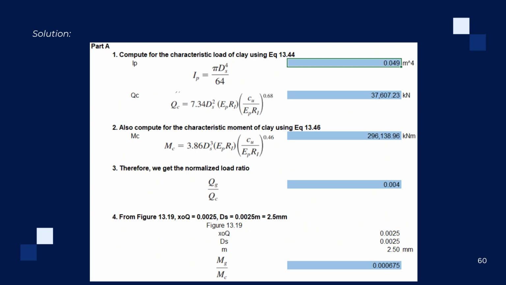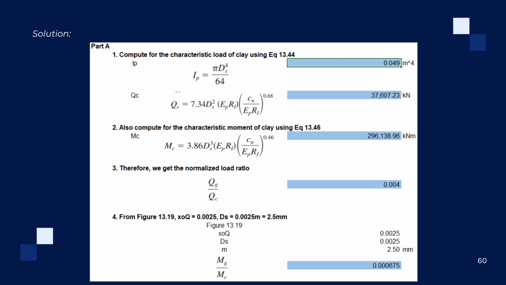Step 2. Compute for the characteristic moment of clay. MC is equals to 3.86 ds cubed times (EP times RI) times (CU over EP times RI) to the power of 0.46.